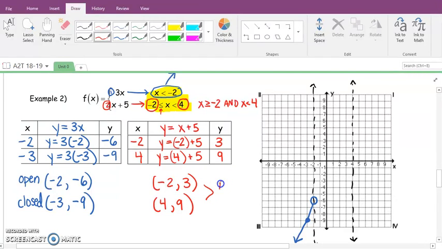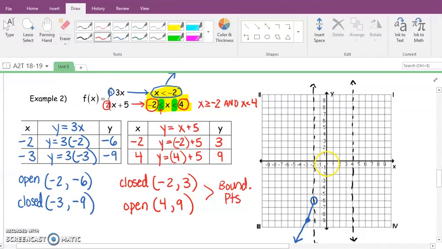Now since both of these are boundary points, I need to check both of them for open or closed. And the way you can always tell is by looking at the sign that's right next to the number. So like the one that's right next to the -2 is equal to, that means it could equal -2. So the -2 point is going to be closed. But the 4, that's strictly less than, so it can't equal 4. That means it's going to be open.